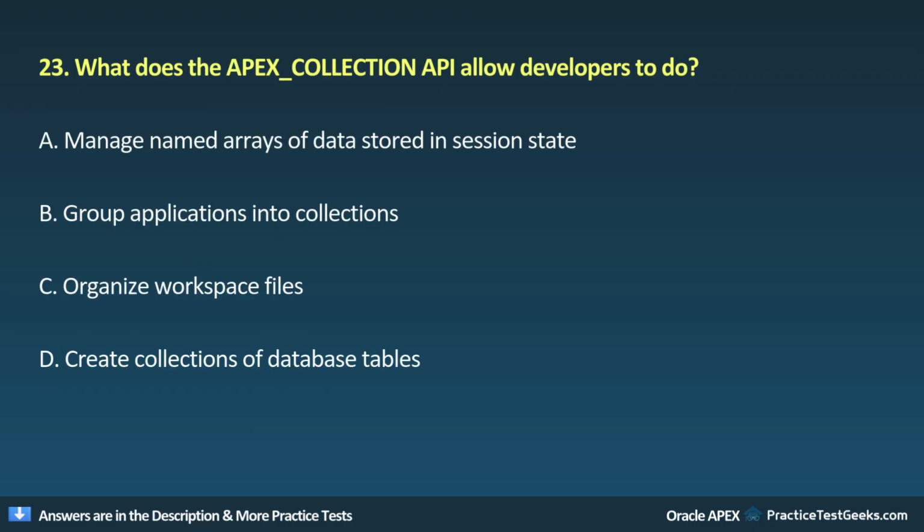23. What does the Apex Collection API allow developers to do? A. Manage named arrays of data stored in session state. B. Group applications into collections. C. Organize workspace files. D. Create collections of database tables.